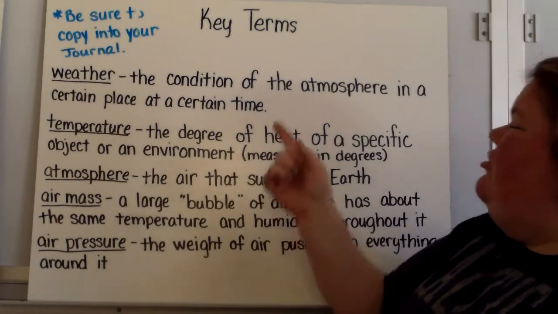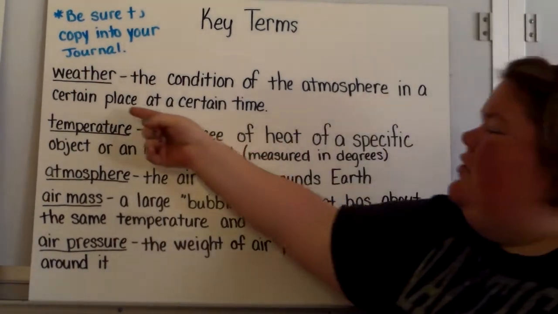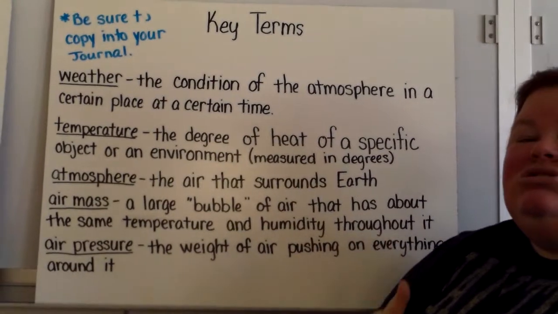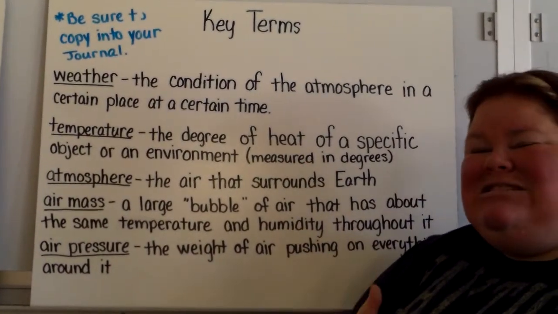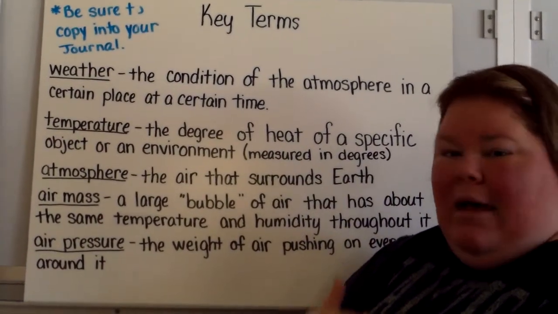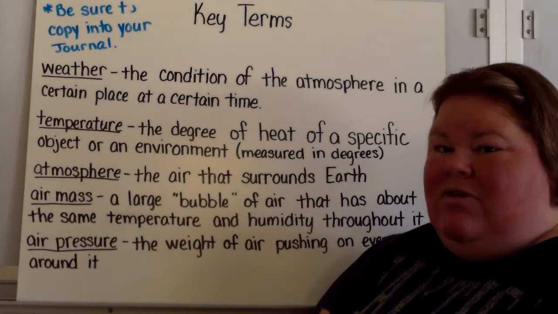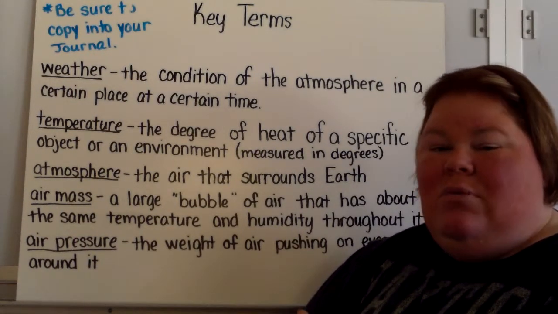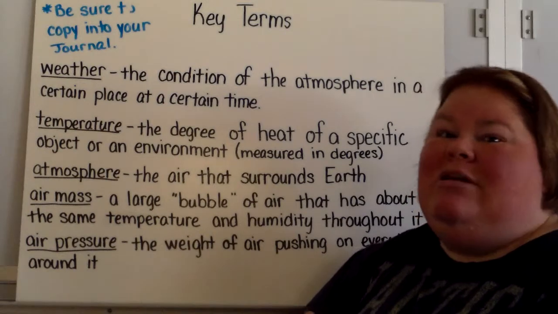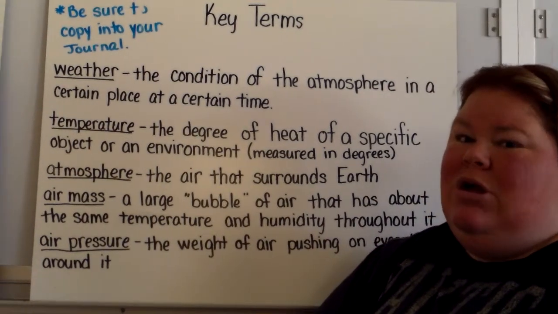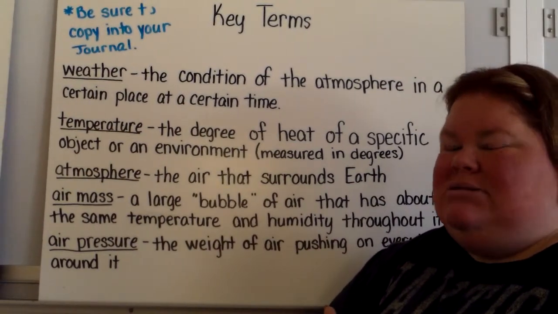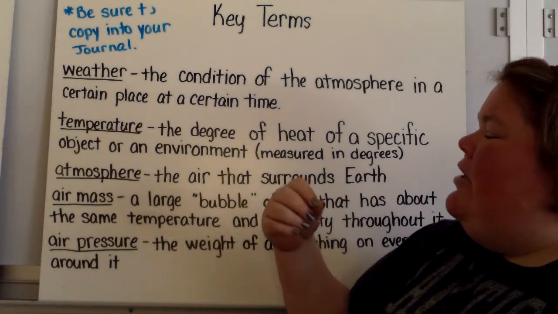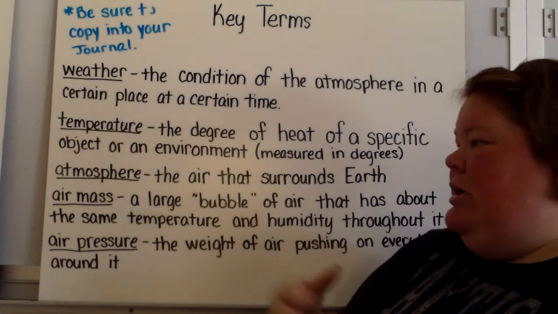Weather is the condition of the atmosphere in a certain time and place. So weather is what happens day to day, hour by hour, minute by minute. So you could have early in the morning where it's nice and warm. By the afternoon it could be cold depending on what's going on. So it changes constantly.